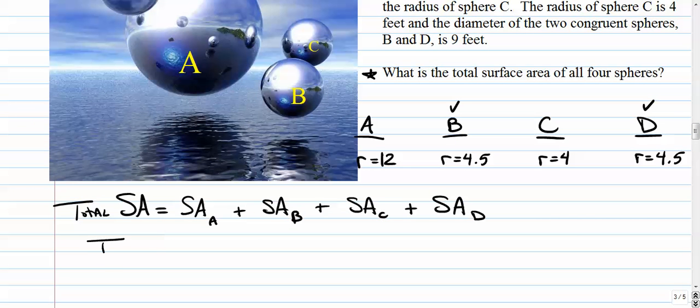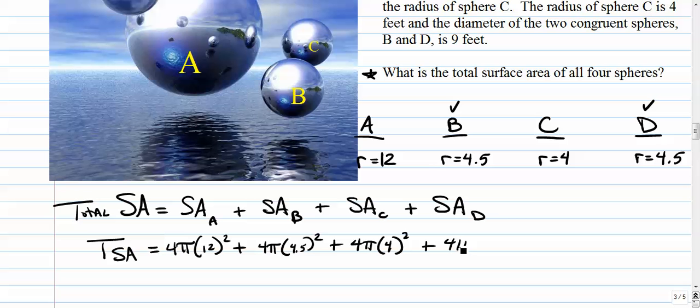So we get total surface area is equal to 4 times pi times 12 squared, 4 times pi times 4.5 squared, 4 times pi times 4 squared, and finally 4 pi times 4.5 squared. Multiply that all out into your calculator and you get 2519.557.